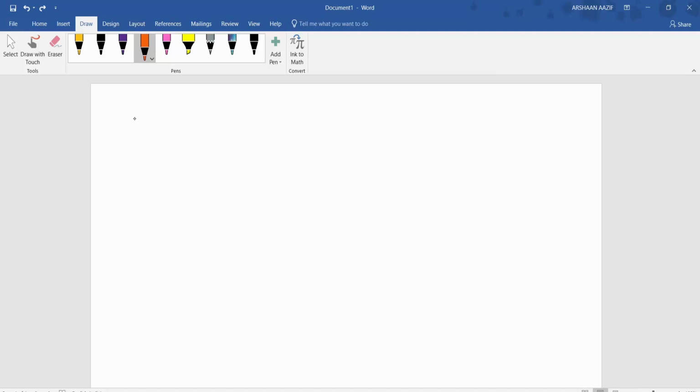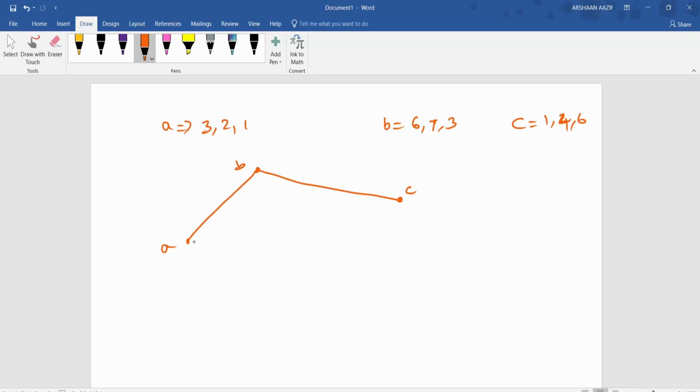Now, what we have learned in the previous case was a graphical method. Now, we'll try to use the analytical method here. Let me take 3 points, point A, which is 3, 2, 1, point B 6, 7, 3, and point C 1, 2, 4, 6. Now this is my A. Let me take this as B. Let me take this as C. So my AB vector is this. My BC vector is this. My resultant is my AC vector.